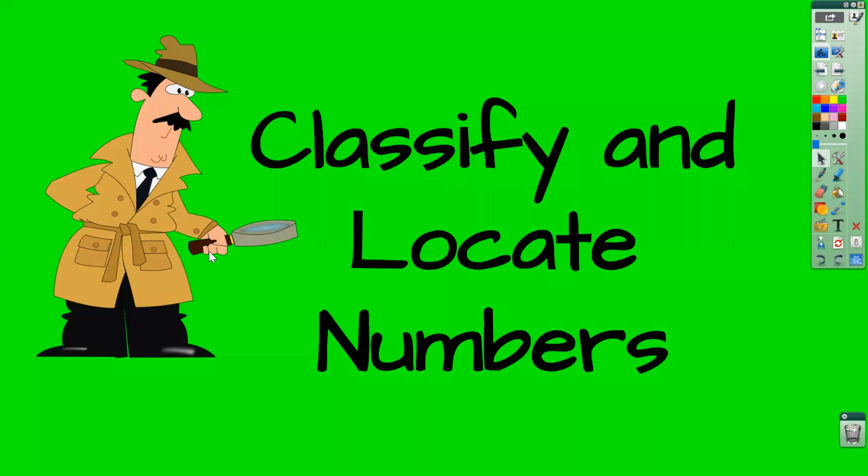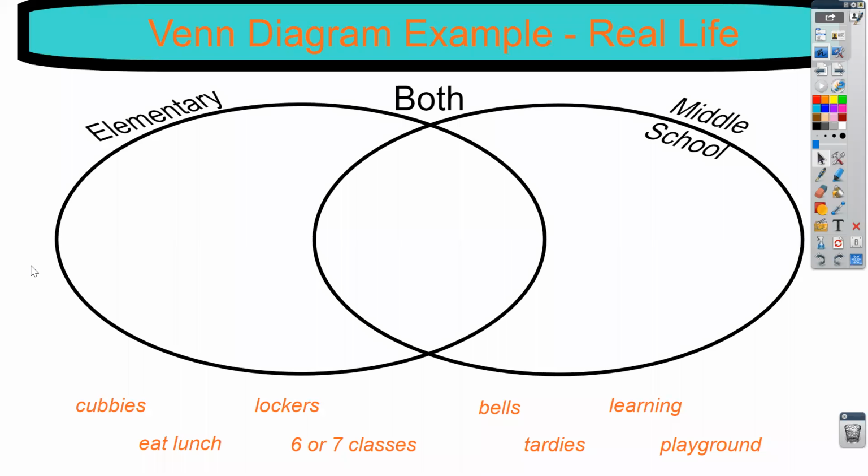Today we're going to talk about how to classify and locate numbers. We're going to spend most of the time discussing how numbers are classified. In elementary, you learned about Venn diagrams, and you see an example. On the left-hand side is elementary, the right-hand side is middle school, and in the center is both. It is both because that's where they overlap.